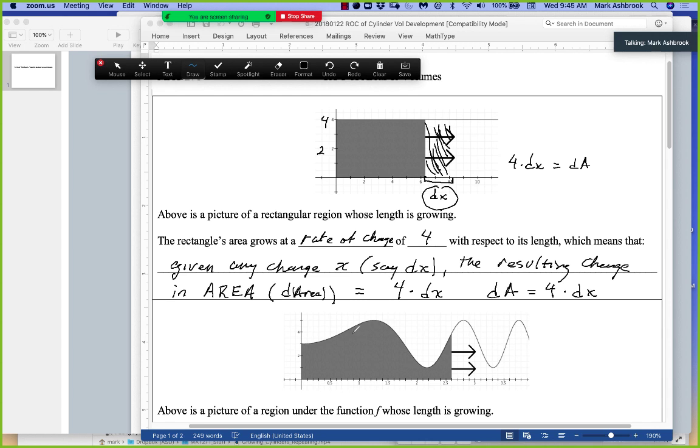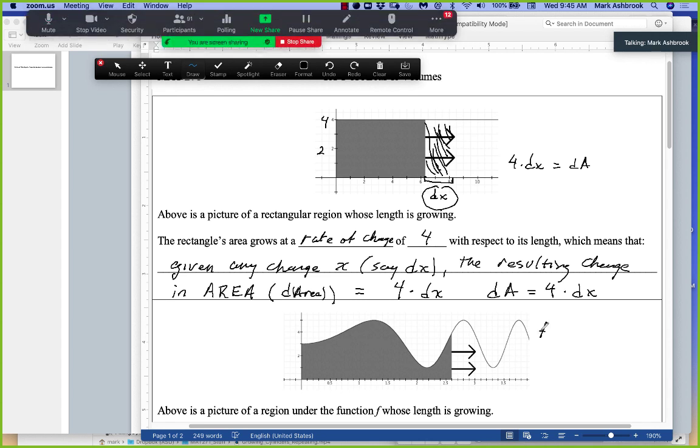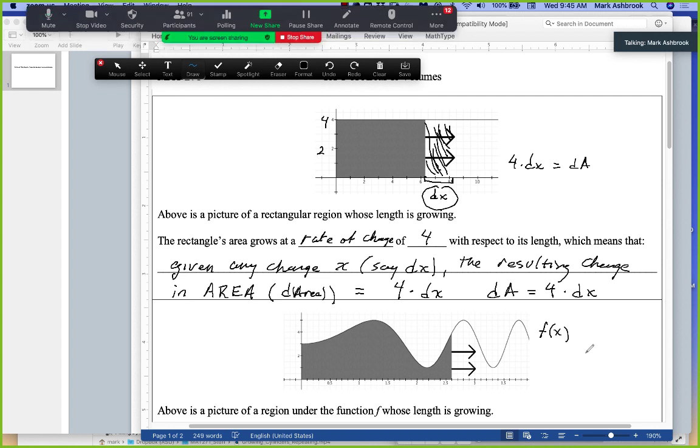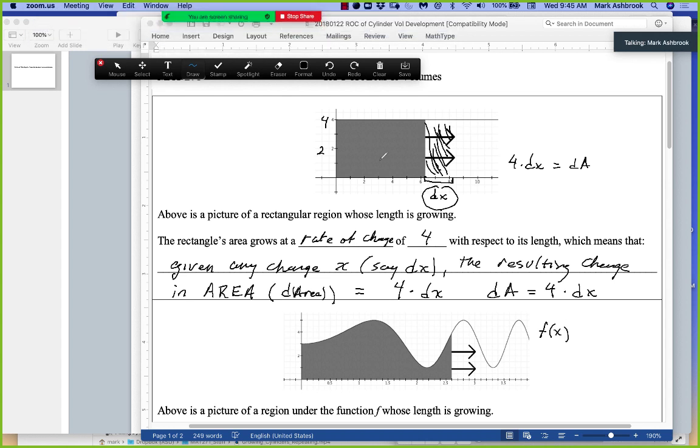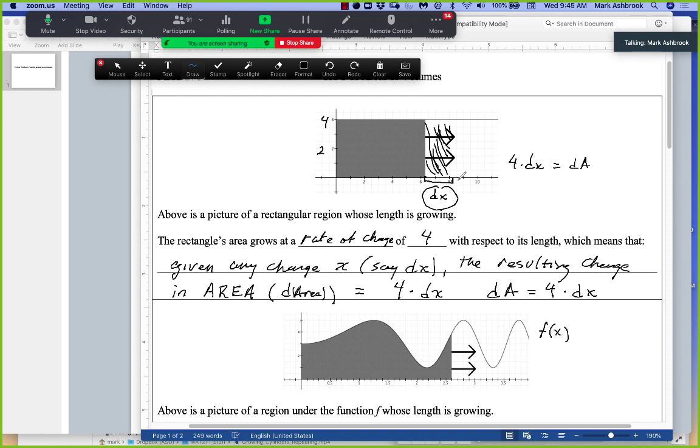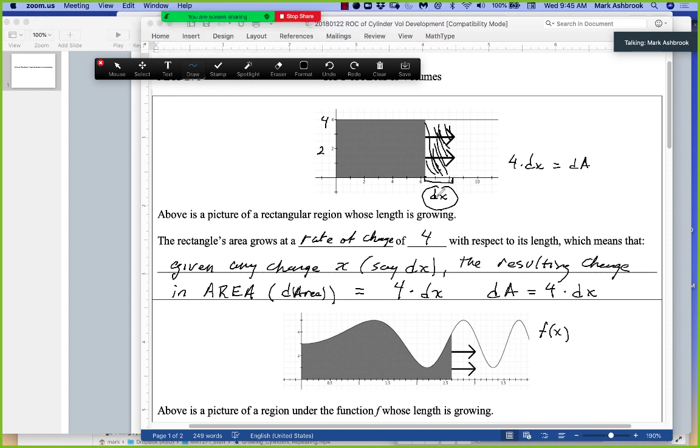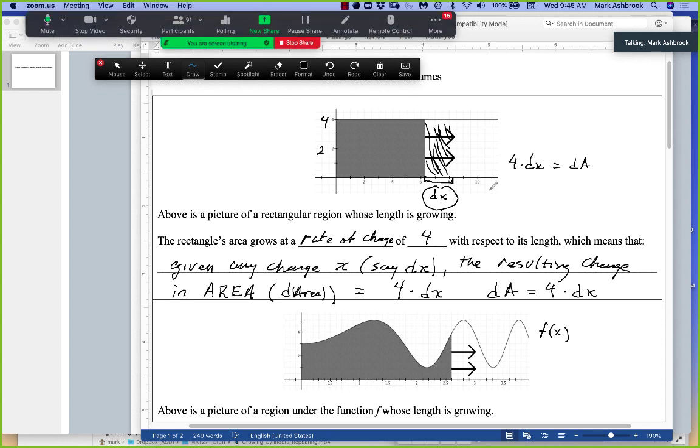Okay, so how about this one? Now we have a variable function f. Any questions on that? When you have a constant function, and this is where it all started, we said given any change in x, dx, the change in area is going to be 4 times that change in x. 4 is the rate, or the height, the value of the function.